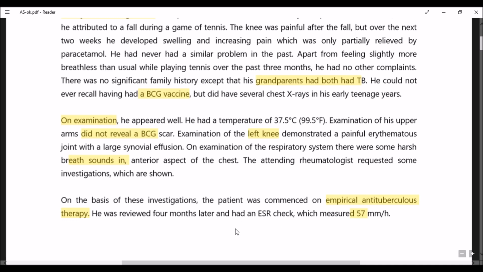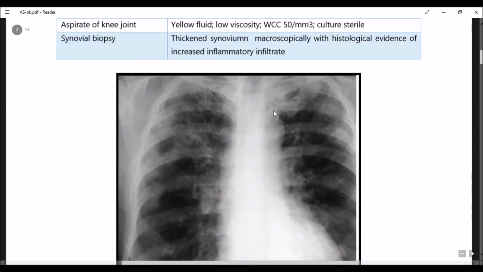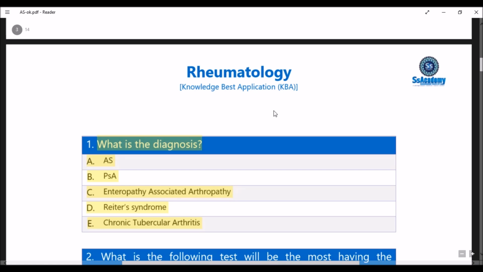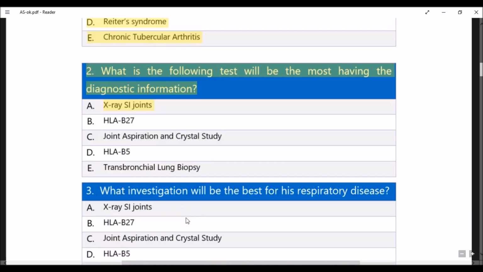The patient was commenced on empirical anti-TB treatment, but once again the ESR is still high, so TB is less likely the diagnosis. So what else? Ankylosing spondylitis once again is the likely diagnosis here. So what is the next question, right? Which of the following tests will be the most diagnostically informative? The diagnostic test for ankylosing spondylitis, once again, the SI joints. Radiology means the X-ray of the SI joints, other than HLA-B27 and other tests as well.